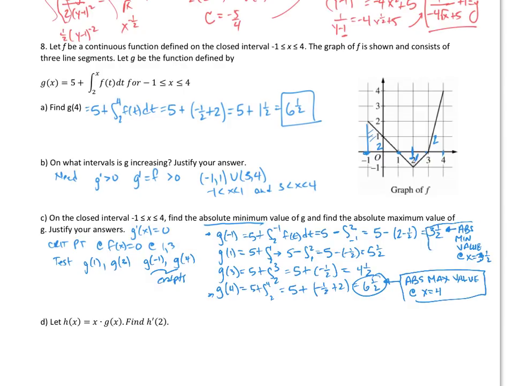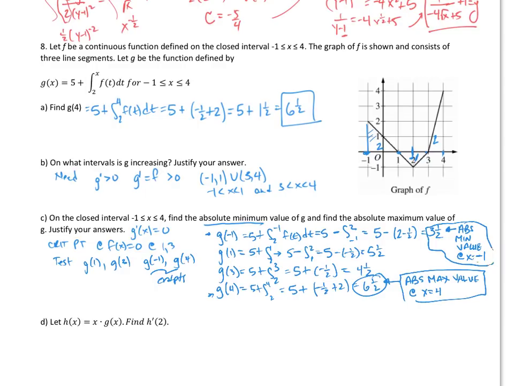We have an absolute minimum value at x equals, this should be -1. I don't know why I wrote 3.5. Let's fix that. And that should be at -1. Okay.